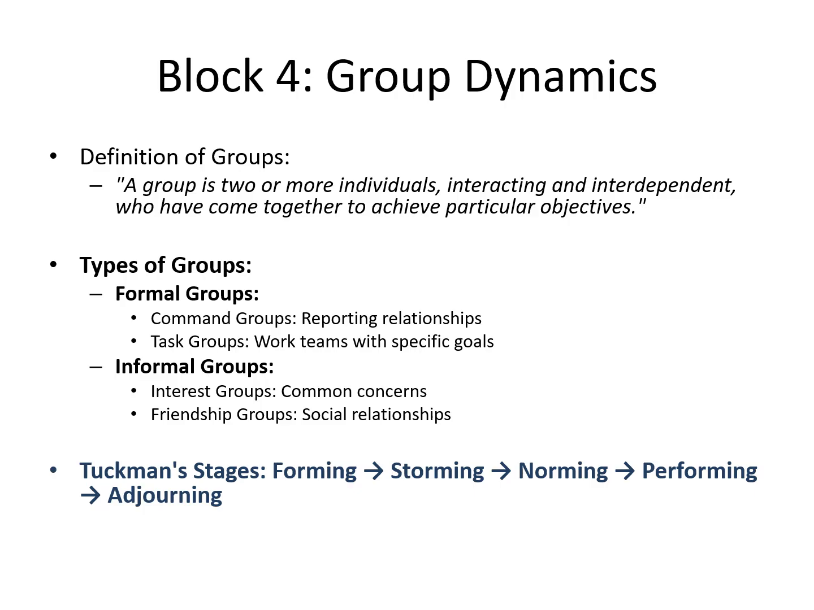Types of group: formal group, that is the command groups, reporting relationships. Then the task group, work teams and specific goals. Then we have the informal groups, that is the friendships we make, that is interest groups, common concerns, and the friendship groups. Just as I told you, social relationships.